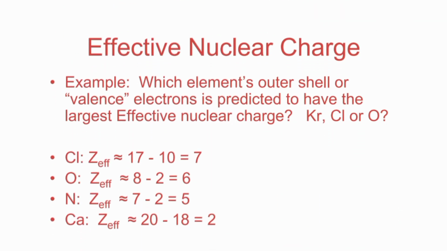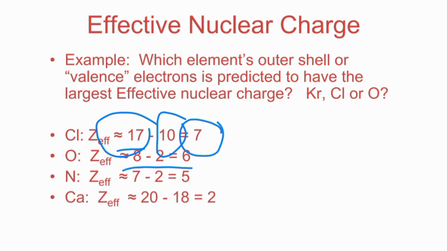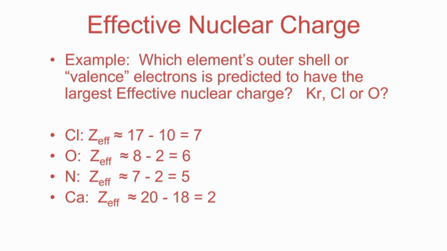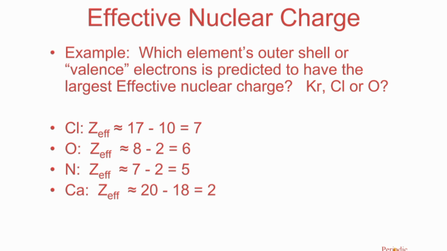Here's our answer. Chlorine has atomic number 17, with 10 inner shell electrons, so the effective nuclear charge is 7. For oxygen it is 6, for nitrogen 5, for calcium 2, and the same approach applies for krypton.